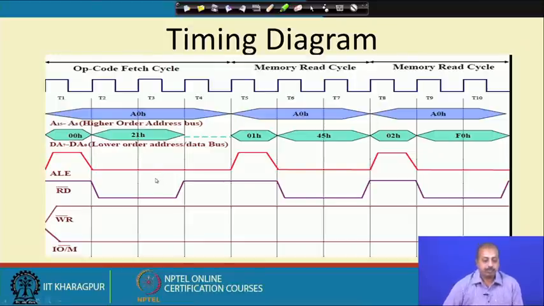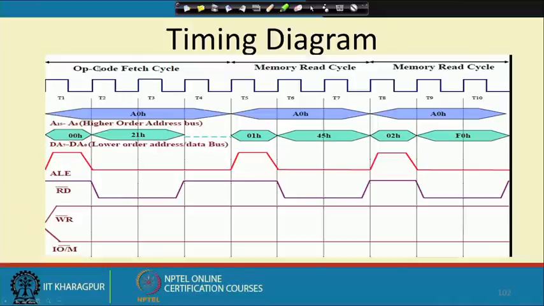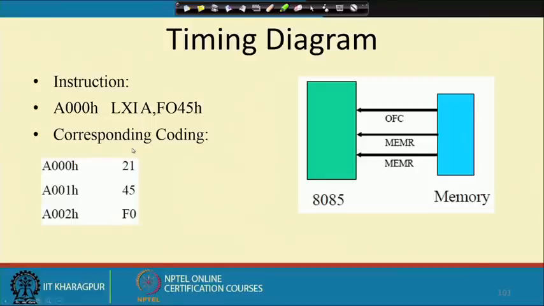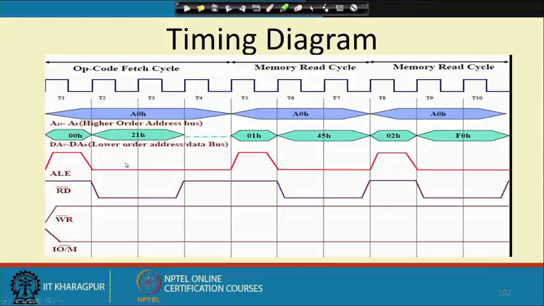So, what is done? First, the opcode fetch cycle. This is giving us this value, A0, on the higher order address bus, and 00 on the lower order address bus. The ALE signal is given, read bar line is given. So, that is getting the value 21 hex. The 21 hex will be on the data bus, and this 21 hex comes to the instruction register.